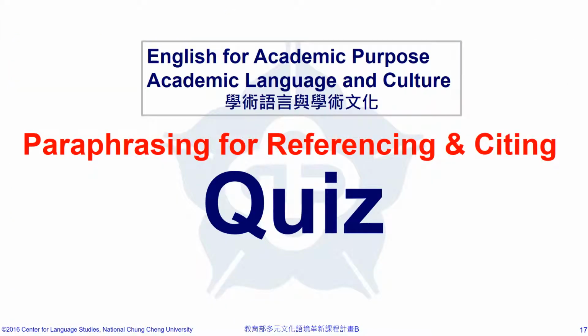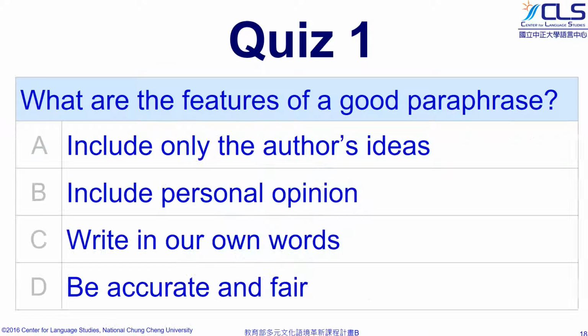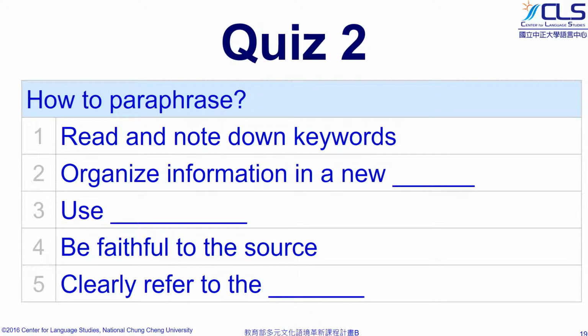Now let's check how much we've learned. First, what are the features of a good paraphrase? The answers are A, C, and D. We should include all and only the author's ideas to represent the author accurately, but to put the ideas in our own words. Next question, how to paraphrase?